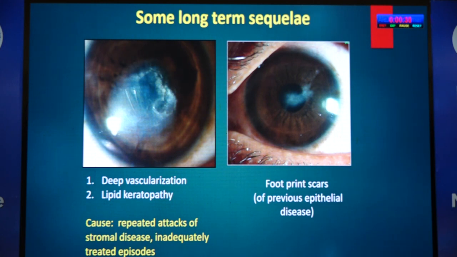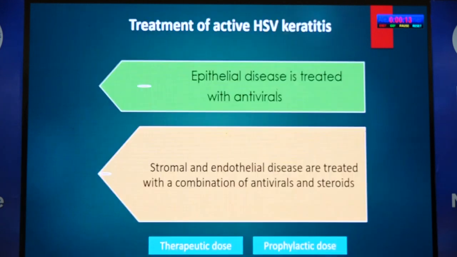So you can have the steel wool keratopathy with chronic vascularization and lipid keratopathy, which is then debilitating and would need a keratoplasty, which again is a lifelong challenge. Or if in one eye you have some disease where you are confused what it could be, look at the other eye. If the other eye has these footprint scars, because we know that epithelial disease tends to alternate, you would have a clue that what you are dealing with is HSV keratitis. A quick word about the treatment.